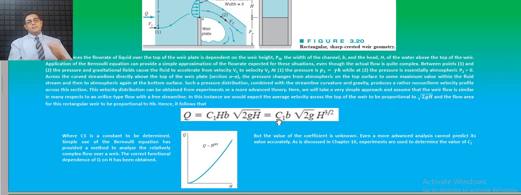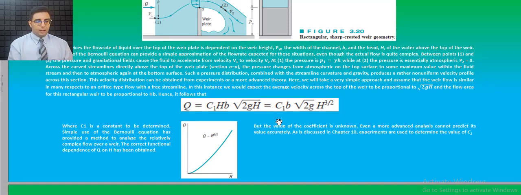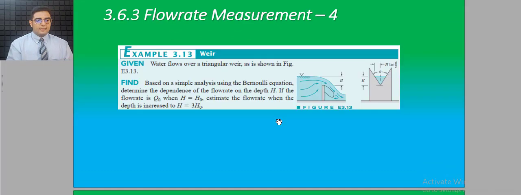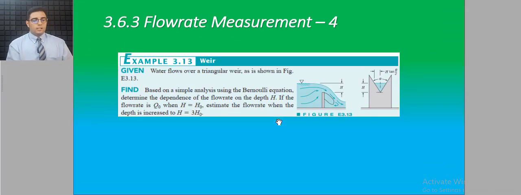The constant C1 is not really a known coefficient. It's hypothetically gained based on calculations in the laboratories by accurate values. Everything is all done. So we have the last example, which is about the weir, example 3.13. I'm going to solve it for you through the written text, so follow me with it.